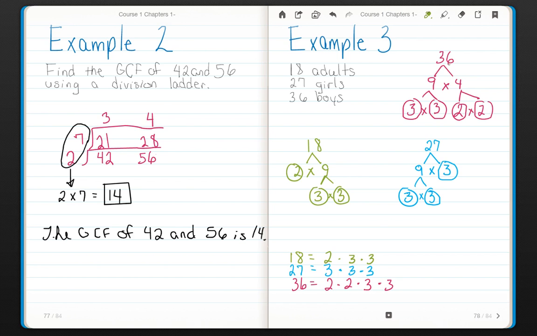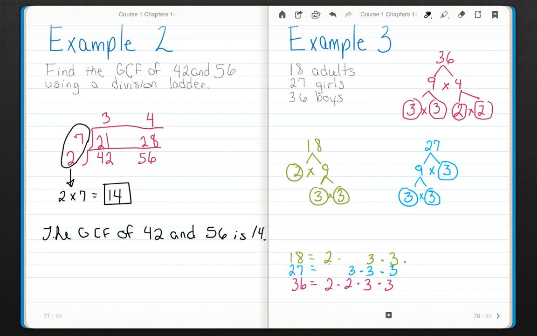So I'm actually going to rewrite these just a little bit. I'm going to put this 3 over here. The reason I'm doing this is because I want to line up my numbers. And we're going to put this one over here. And you'll see why in just a sec. Okay, so I still have 18 equaling 2 times 3 times 3. 27 is still 3 times 3 times 3. And 36 is still 2 times 2 times 3 times 3. But the reason I lined them up the way that I did is because I want to identify the common factors.